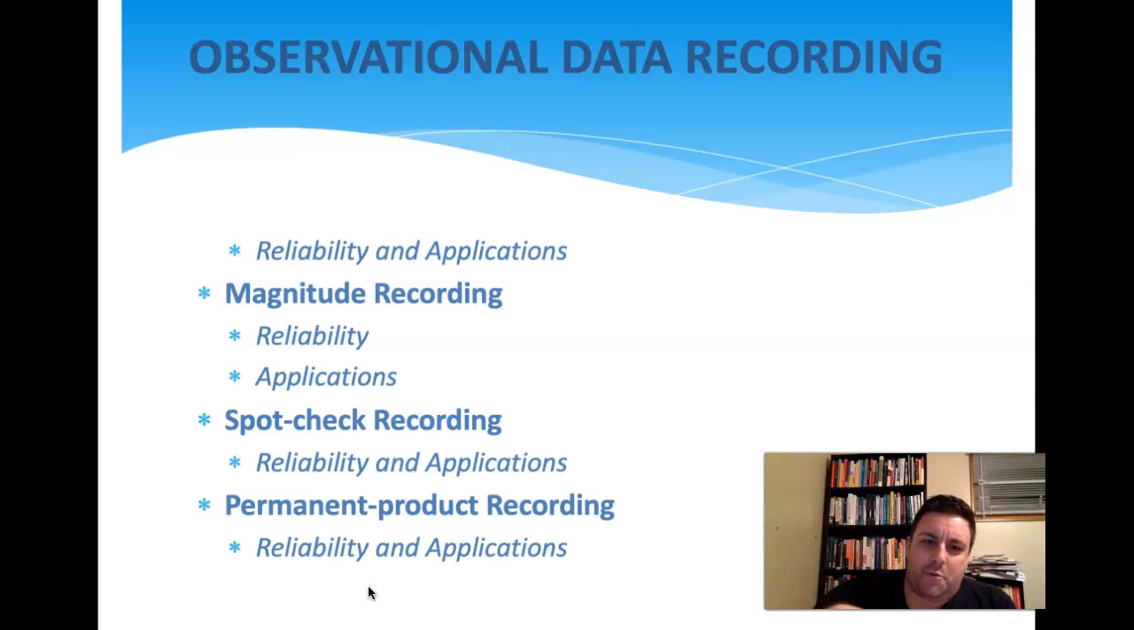So magnitude would be the severity of the behavior. So is it just one swear word or 100 swear words or something like that?